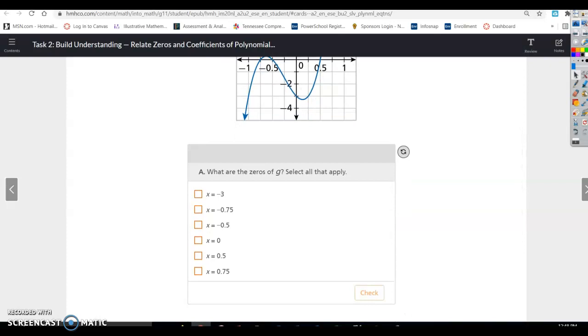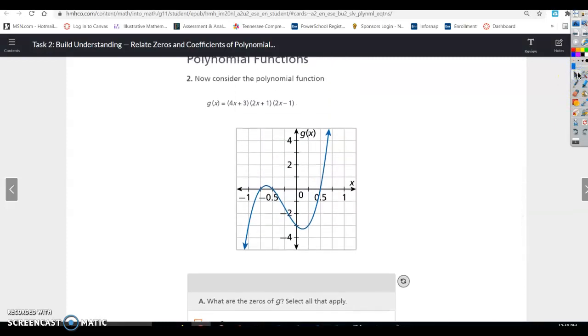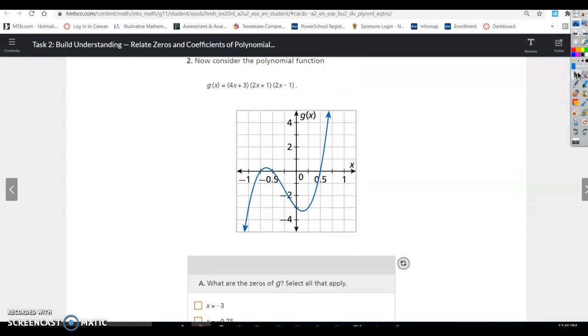What are the zeros of g of x? Select all that apply. All right, so we can look at the graph to determine this. You can see that this is negative 0.5, which means these are negative 0.25 each. So this point here would be negative 0.75. This is negative 0.5, and this is 0.5.